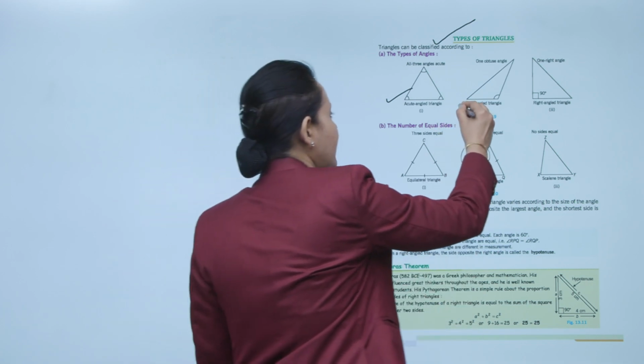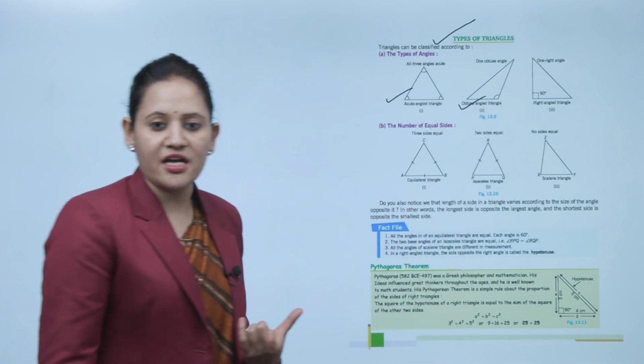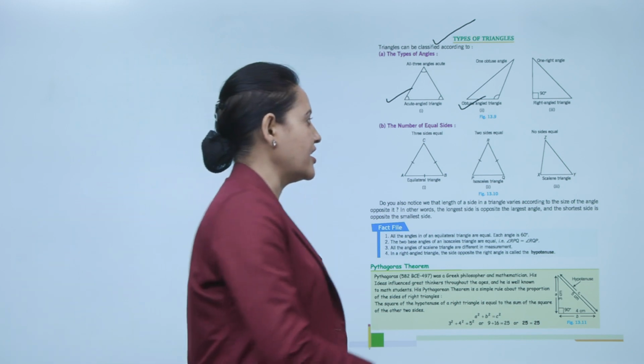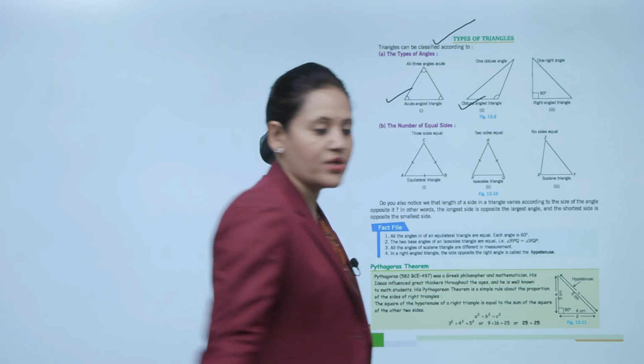This is an obtuse angle triangle. It means one of the angles of the triangle will be obtuse, more than 90 and less than 180 degrees. The remaining 2 angles will be acute.